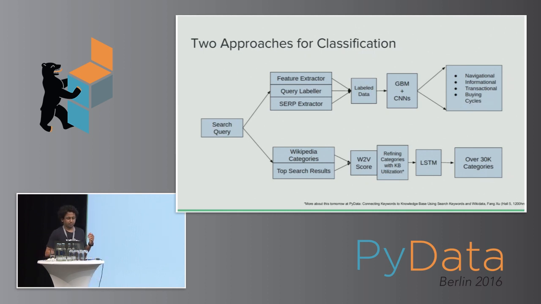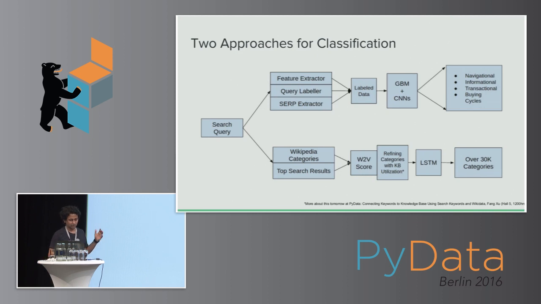So for the first approach, we need a feature extractor. Of course, we need a lot of features if you want to build a good model. And you need to label the data. We need a SERP extractor, so you need the search engine result page. And for the next one, you need the Wikipedia categories, because if you want to classify into Wikipedia categories, of course, you should know about Wikipedia categories.